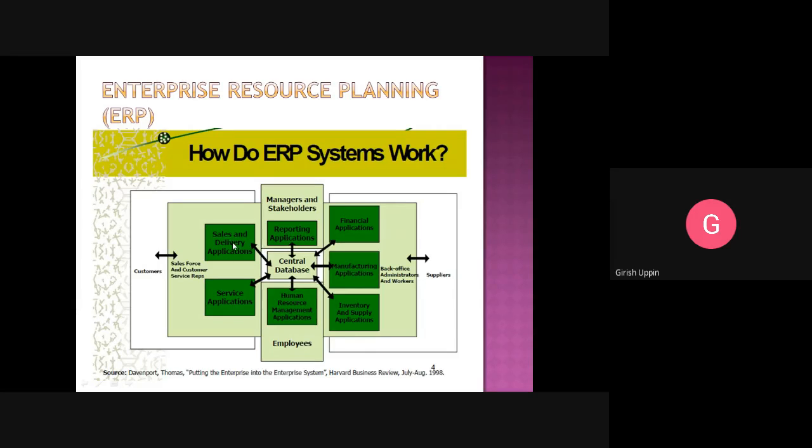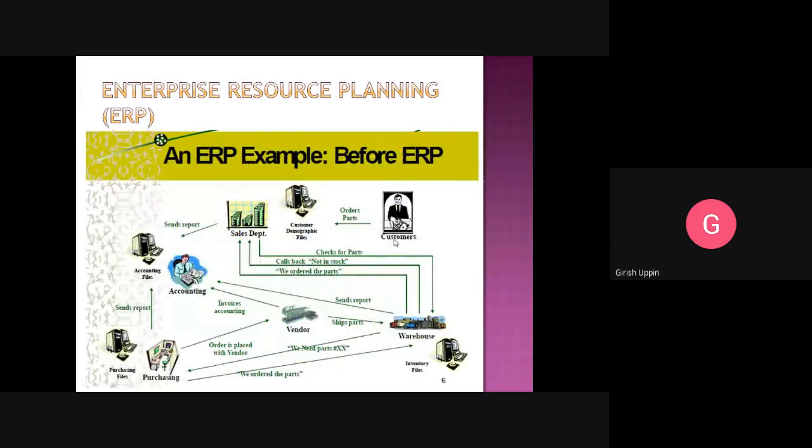So you can see the other systems are service applications, HR, human resource management applications, inventory and supply application, manufacturing application, financial application, and reporting application. Reporting applications are mainly used by the managers or the management team or the leadership team. It is useful for making decisions and making strategies. This is the example of an ERP.